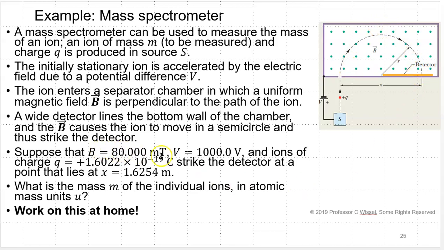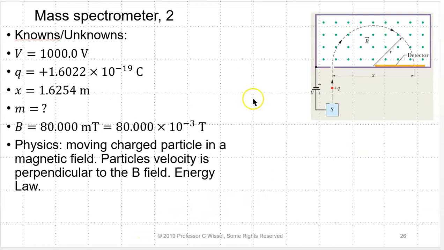Suppose that B equals 80 millitesla, V equals 1,000 volts, and the ions of charge Q of 1.6022 times 10 to minus 19 coulombs strike the detector at a point that lies X equals 1.6254 meters from where the ions enter the chamber. What is the mass M of the individual particles in atomic mass units U? Okay, so the first thing you do is write down the knowns and unknowns. V equals 1,000 volts, Q equals 1.6022 times 10 to minus 19 coulombs, X is 1.6254 meters. What is mass? We also know that B is 80 times 10 to the minus 3 Tesla.